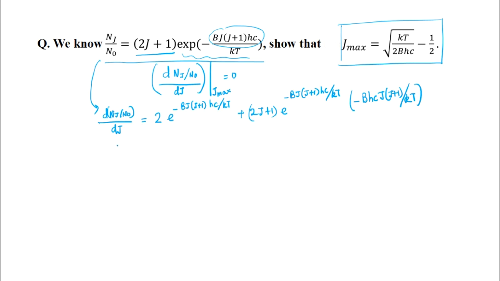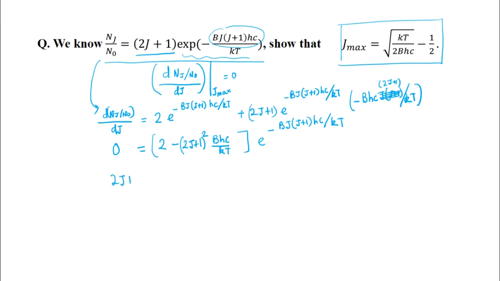The left hand side we know equals 0. So, 0 equals, taking the exponential part common, that is e to the power minus B J(J plus 1) hc by kT, we have 2 minus (2J plus 1), and here we take the derivative, so this will be 2J plus 1. So, we have (2J plus 1) squared B hc by kT.